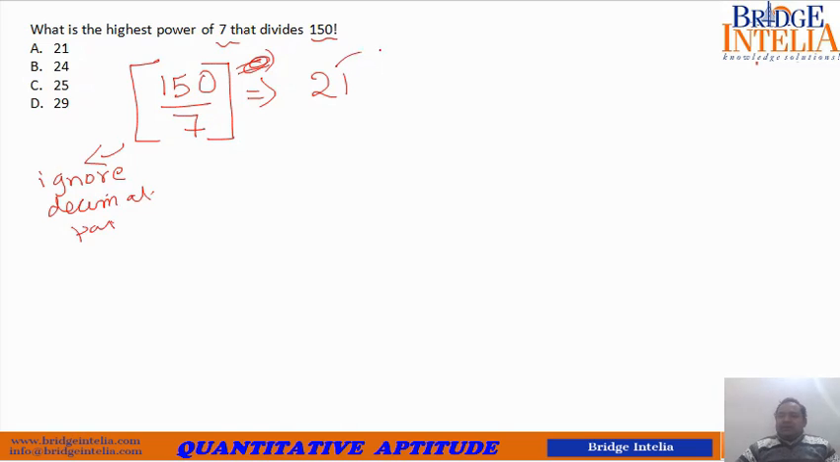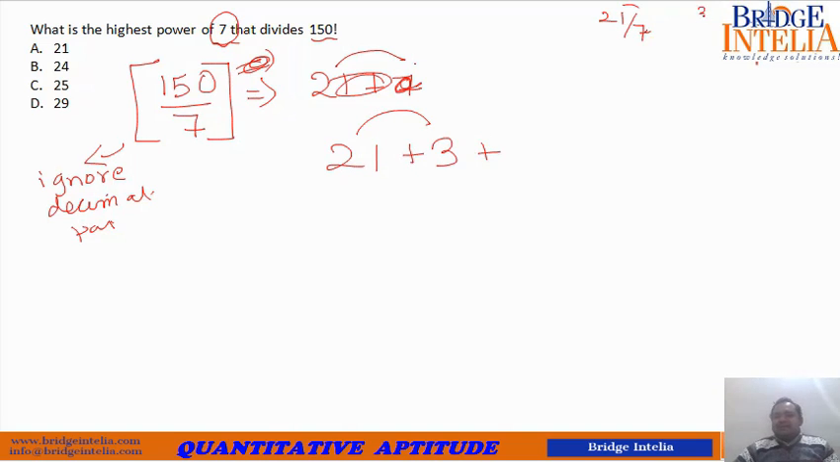So 150 by 7, 21. Now keep on dividing 21 by 7. So 21 plus, now divide 21 by 7. So 21 by 7, 3, plus divide 3 by 7. It is meaningless to proceed any further. So stop here. So 21 plus 3, 24.